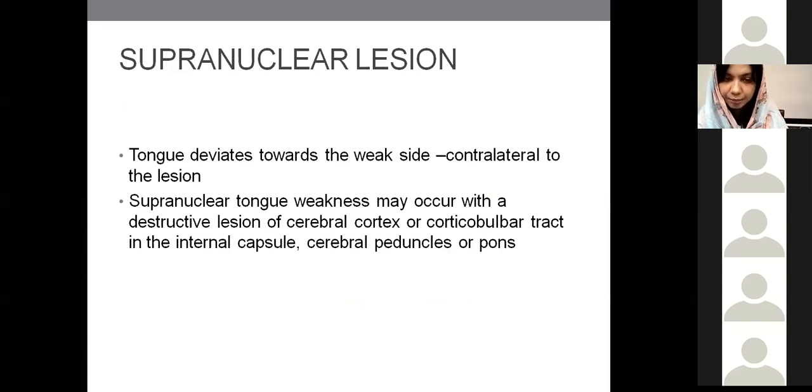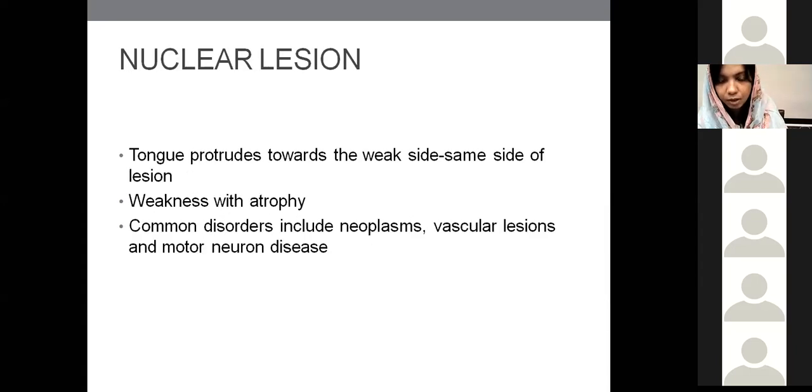Now the lesions. In the supranuclear lesion, the tongue deviates towards the weak side, contralateral to the lesion. Supranuclear tongue weakness may occur with a destructive lesion of the cerebral cortex or the corticobulbar tract in the internal capsule, cerebral peduncles, or the pons. Nuclear lesion: the tongue protrudes towards the weak side, the same side as the lesion. Weakness with atrophy. Common disorders include neoplasms, vascular lesions, and the motor neuron diseases.